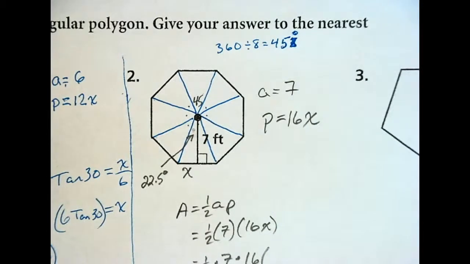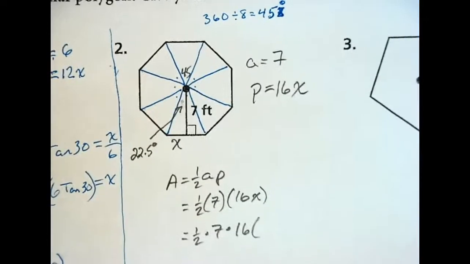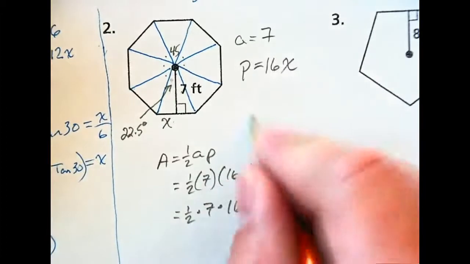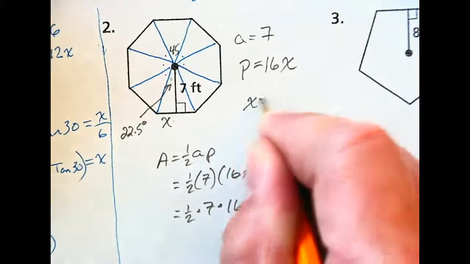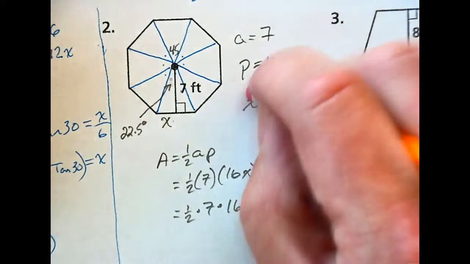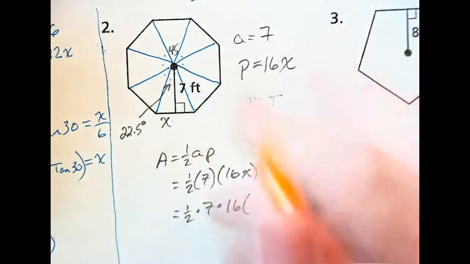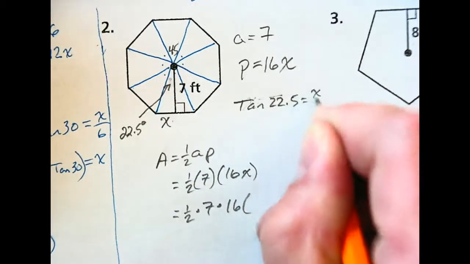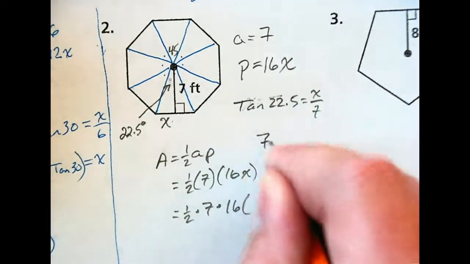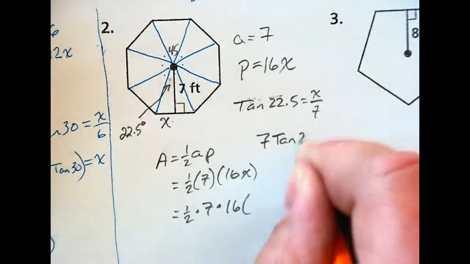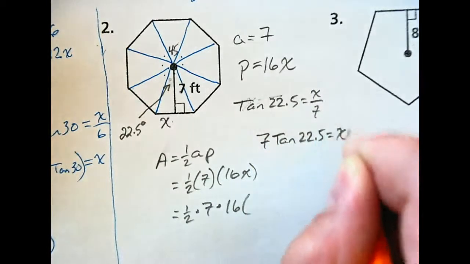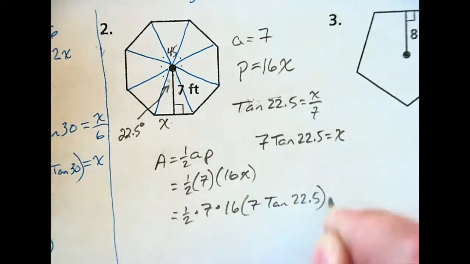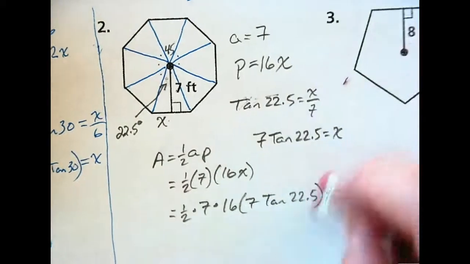Gracie? You have to do the tan, so you know that 7, which is the adjacent, and you know that angle too. Okay. So then it would be tan 22.5 equals x over 7, and then you multiply it by 7. So then it'd be 7 tan 22.5 equals x, and then you plug that in for x. Nice job. Okay. So 7 tan 22.5, that's equal to x.